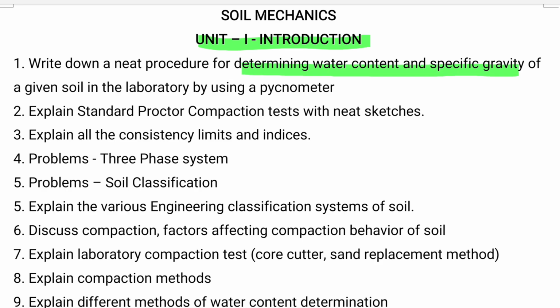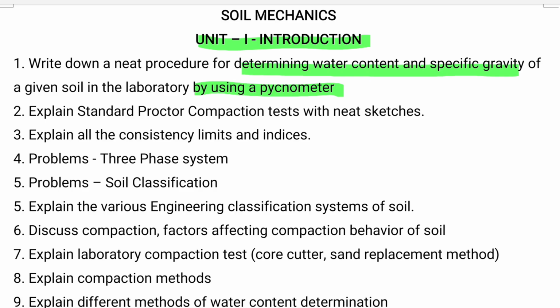The first question is the procedure for determining the water content and specific gravity in the laboratory using a pycnometer. The pycnometer bottle and the density bottle are the major equipment to find the specific gravity. For water content, there are four or five methods: oven drying method, alcohol method, radiation method, calcium carbide method, and sand bath method. We have to study the major methods like oven drying, sand bath, alcohol, and radiation methods.